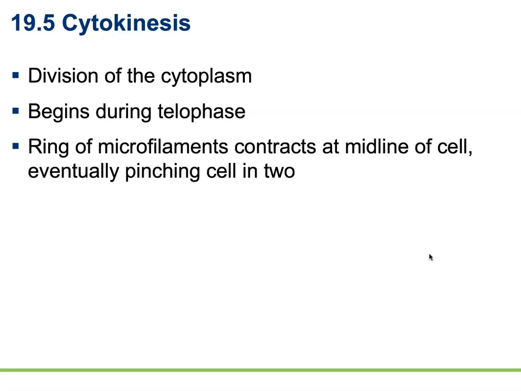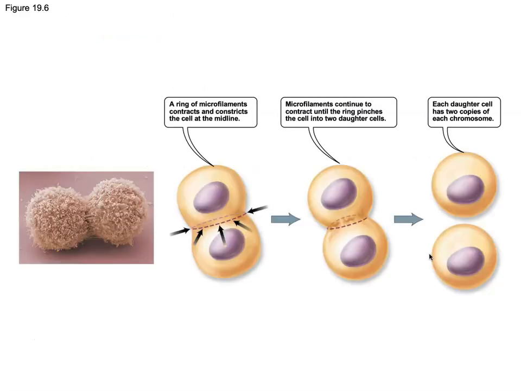A ring of microfilaments contracts at the midline of the cell, eventually pinching the cell in two. So here's an example of cytokinesis of an animal cell. What we're going to see is a contractile ring of actin microfilaments. They're going to draw around the center, and they're going to pinch tighter and tighter until eventually we have separated the glob into two.